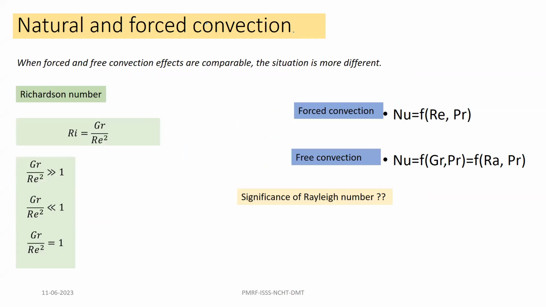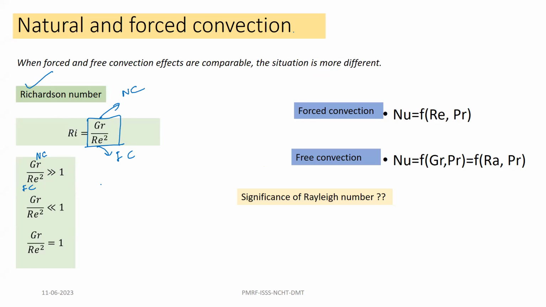When forced and free convections are both present, the situation is slightly different. I have told you Grashof number is characterizing natural convection, and Reynolds number is characterizing forced convection. So Richardson number is an important number, which signifies which of them is more significant. Richardson number is the ratio of Grashof number to Reynolds number square. If Grashof number to Reynolds number square is greater than 1, what does that mean? This is the term representing natural convection, and this is forced convection.